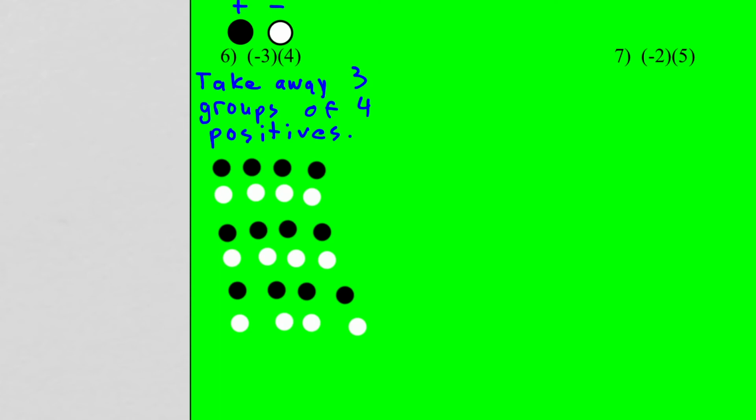I can take away 3 groups of 4 positives. So take them away. And you can very clearly see that I'm left with 12 white. So the answer is negative 12.